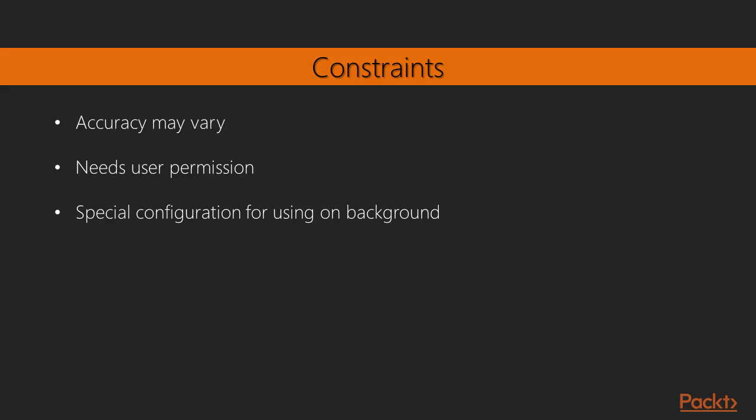We can configure the core location for having more or less accuracy and also for receiving information only in certain conditions, like if the user has moved more than a few meters. Using location services requires requesting permission. That way the user knows which apps are receiving their location. Using core location on background also requires some special configuration. Sometimes it behaves differently on the simulator.